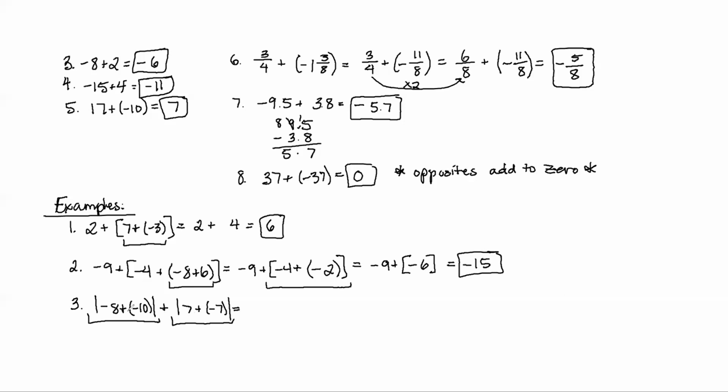So if we look at this first one, remember, simplify inside first, so we're still going to have absolute value. Negative 8 and negative 10 gives us negative 18, plus absolute value 7 plus negative 7, they're opposites, so that gives us 0. Now we need to evaluate the absolute value before we can add. So negative 18 is 18 units from 0, so 18 plus the absolute value of 0, still 0. And 18 plus 0 is 18.